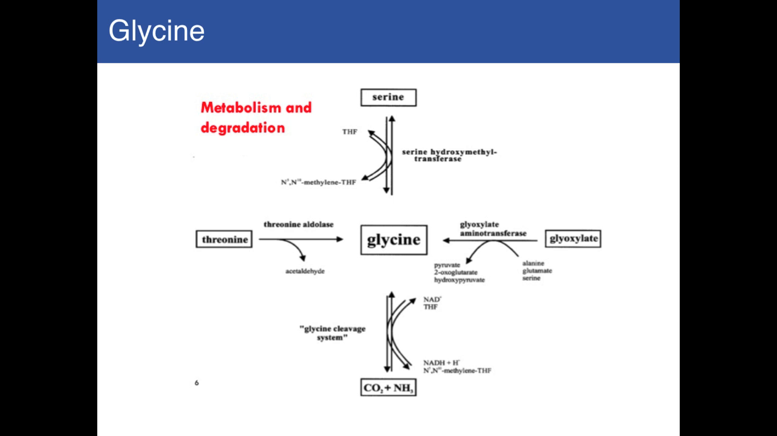From there, we could generate glycine, right? So the serine hydroxymethyltransferase, and here's the important cofactor tetrahydrofolate. We're going to take serine and make glycine. It basically is going to transfer off that hydroxyl group. We can also make glycine from threonine. We can also make glycine from glyoxylate, and we can also process it in the glycine cleavage system down to bare bones, which is carbon dioxide and ammonia. So these are all pathways that we can use for creating and degrading glycine.